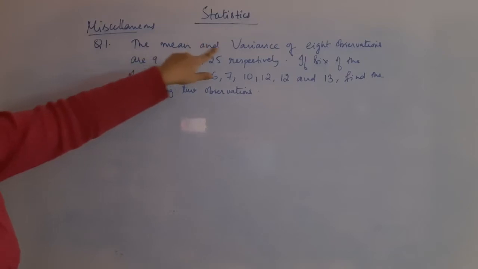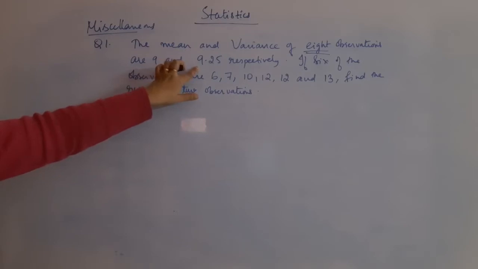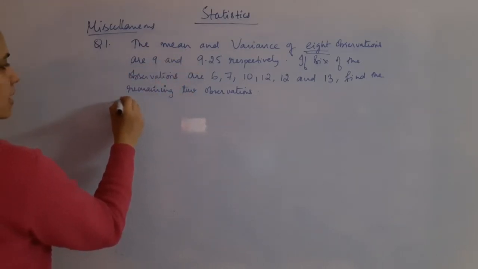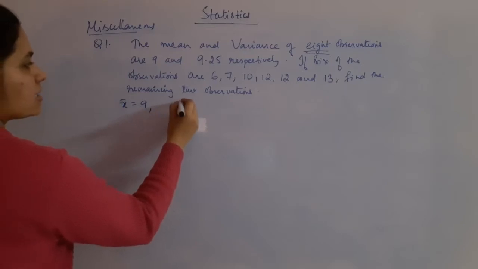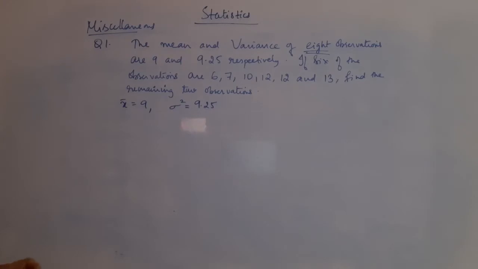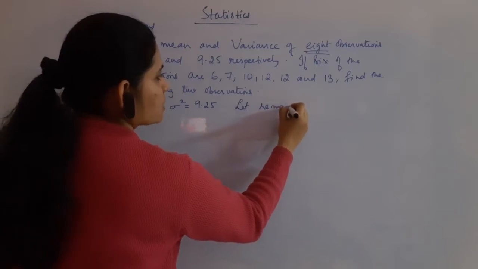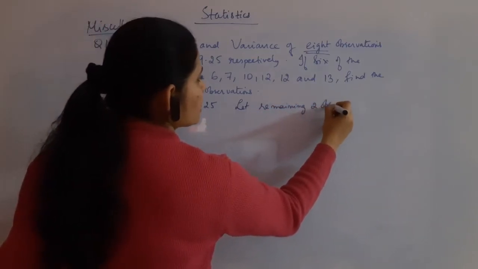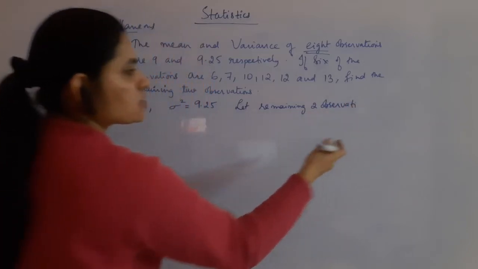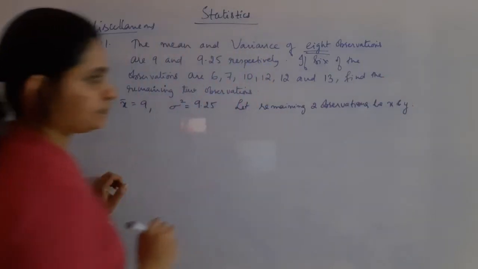The question is, mean and variance of 8 observations are given as 9 and 9.25. Mean x bar is given as 9, and variance, which is sigma square, is also given as 9.25. Out of the 8 observations, 6 are given. You have to find the remaining 2 observations. So let the remaining 2 observations be x and y, or you can just choose x1 and x2 also.